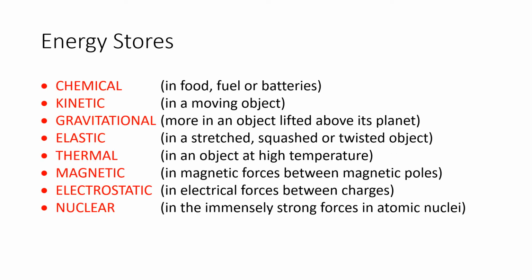Energy stores. These are the main energy stores we need to know. Chemical energy, which is in food, fuel, and batteries. Kinetic energy, which is in a moving object. Gravitational potential energy, which is in an object lifted above its planet. Elastic potential energy is in a stretched spring. Thermal energy is in an object at high temperature. Magnetic energy is in forces between poles. Electrostatic energy is in electric forces between charges, so in currents and circuits. Nuclear energy is in the immensely strong forces in atomic nuclei.